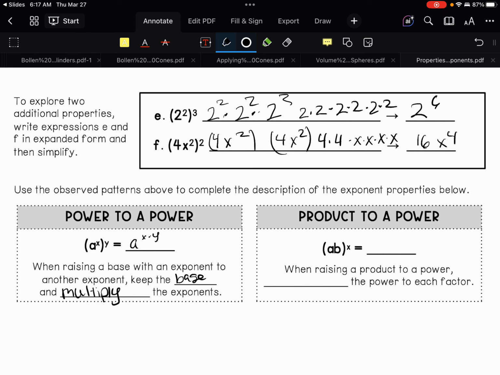We have ab to the x power. So we can just break this up and do it as a to the x power and b to the x power. And follow all our other rules, just distributing.